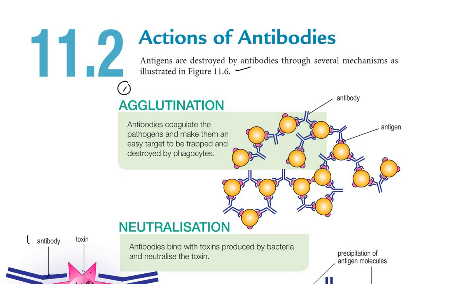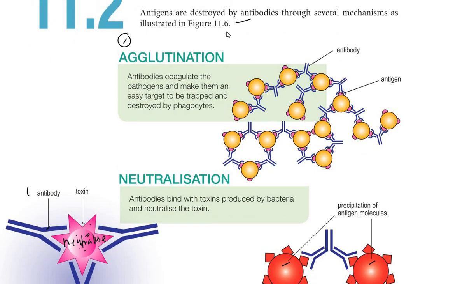So agglutination. Antibodies coagulate the pathogens and make them an easy target to be trapped and destroyed by phagocytes. This antibody will bind the antigens together and make them coagulate. So for example, I have to draw.